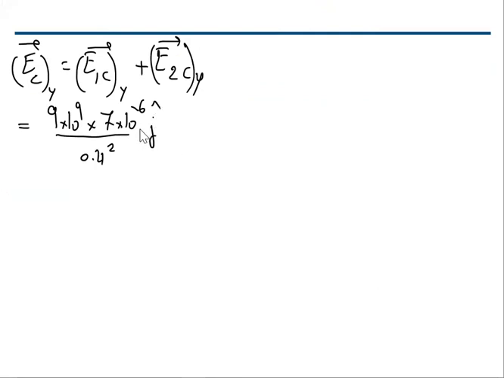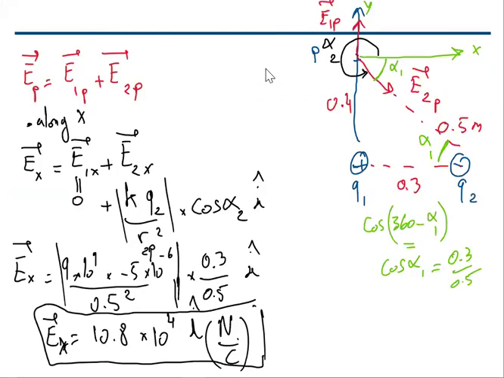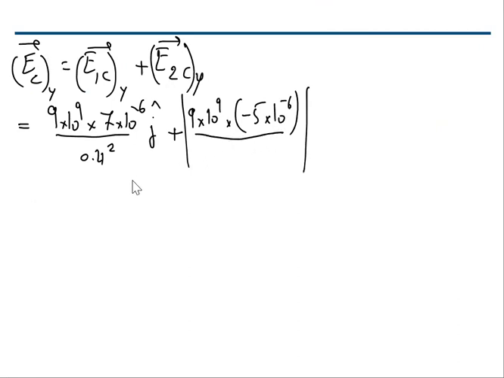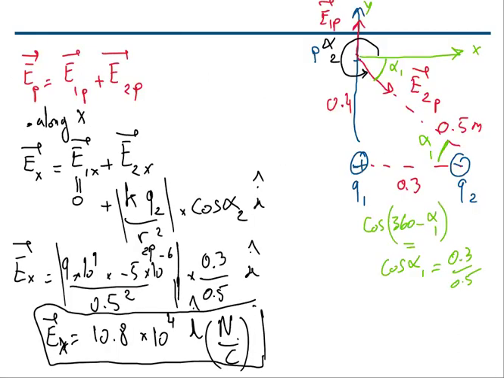Why don't we write sine and cosine? Because this vector is along y. The direction is 90 degrees, and sine 90 is 1. Plus K, 9 times 10 power 9, Q. How much is Q? We repeat the same steps, so it's -5 times 10 power -6 in absolute value, divided by the distance. How much is the distance? 0.5 squared, multiplied by sine.